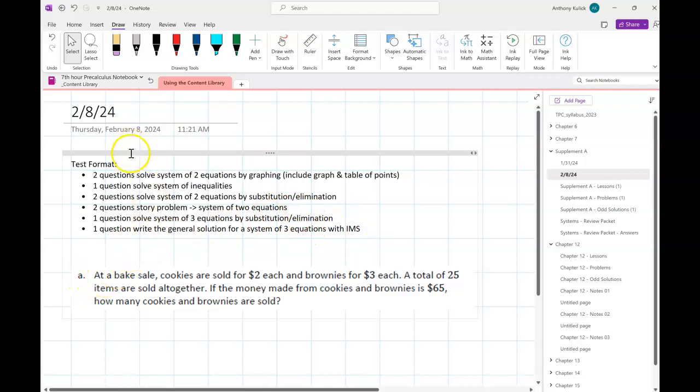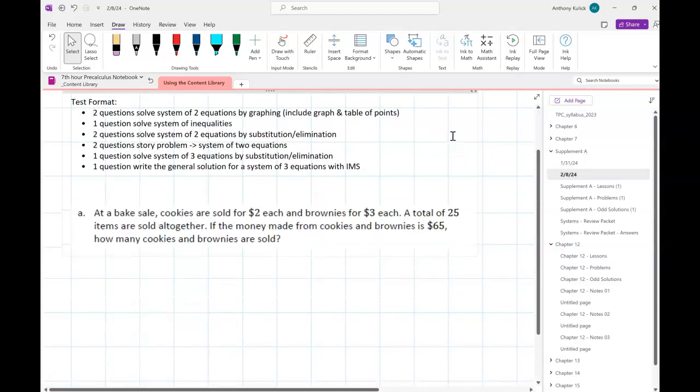Do you want to do examples of anything here from the list? I have a story problem example queued up and ready to go. Should we do that? Yeah. All right. We'll start there.